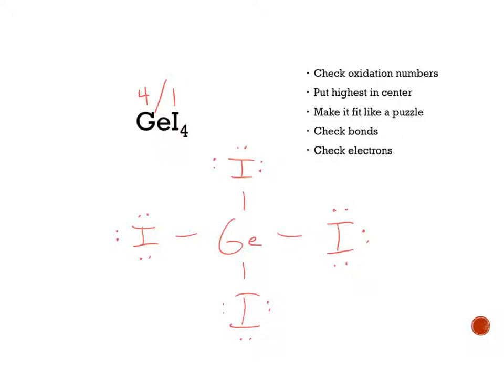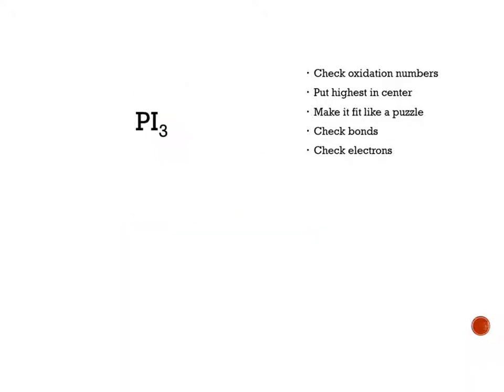Okay, so germanium goes in the middle because it's the largest oxidation number. Put the iodines around it, put your bonds in, and then we have to fill the octet of the iodine, so we have to put 6 additional electrons around it. Okay? Next example, PI3. Go ahead and jot down PI3. I'll give you guys a minute or so to get this one done on your paper.